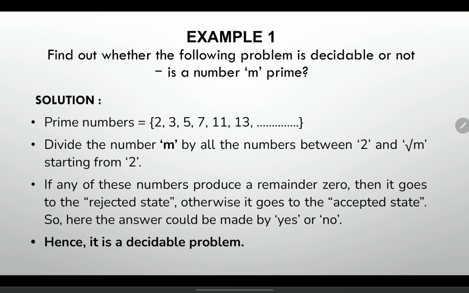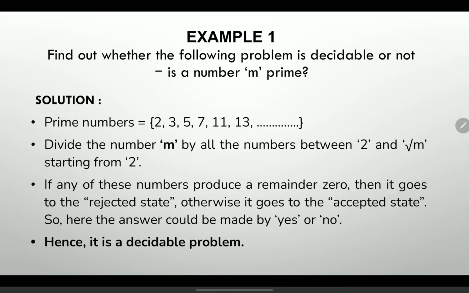Moving to the next slide. Now we will be seeing whether the following problem is decidable or not. Now in our first example, given a number, is it a prime number or not? For this, the solution is we have a list of prime numbers starting from 2 to the largest prime number. Now to find if the given number is prime or not, we have to divide the number m by all the numbers between 2 and the square root of m starting from 2.